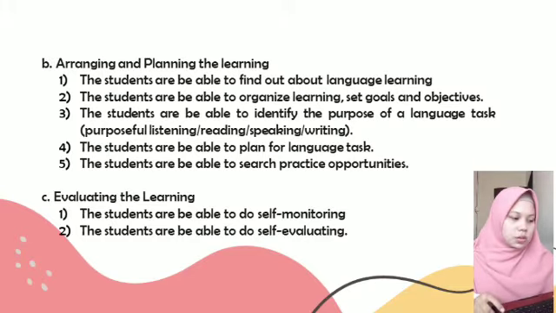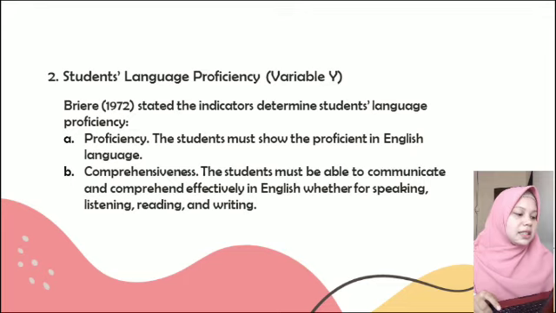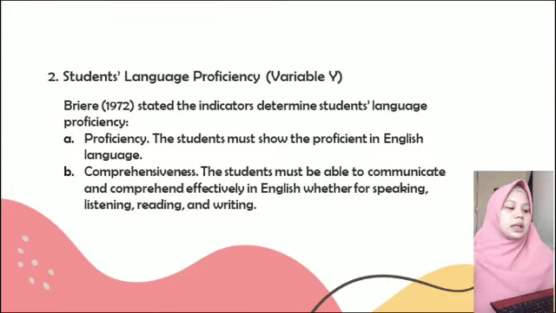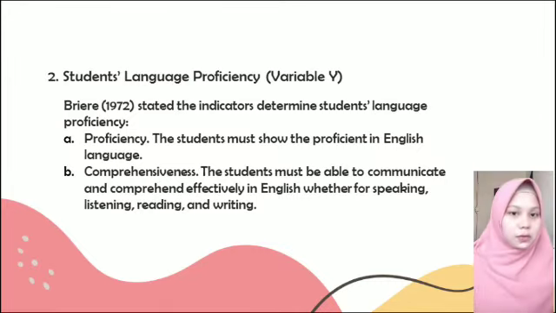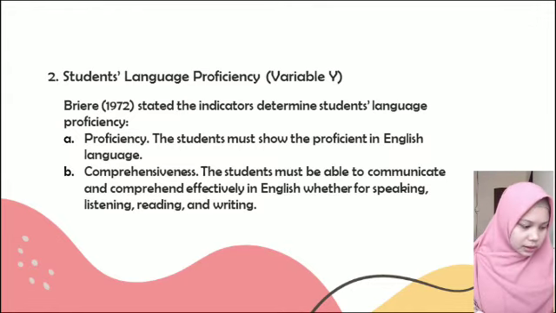It comprises 2 subpoints. The next is students' language proficiency indicator. According to Breyer, 1962, the indicators to determine students' language proficiency consist of 2: proficiency and comprehensiveness. So the students should be able to show proficiency in the English language, and they should also be able to communicate and comprehend effectively in English, whether for speaking, listening, reading, or writing.